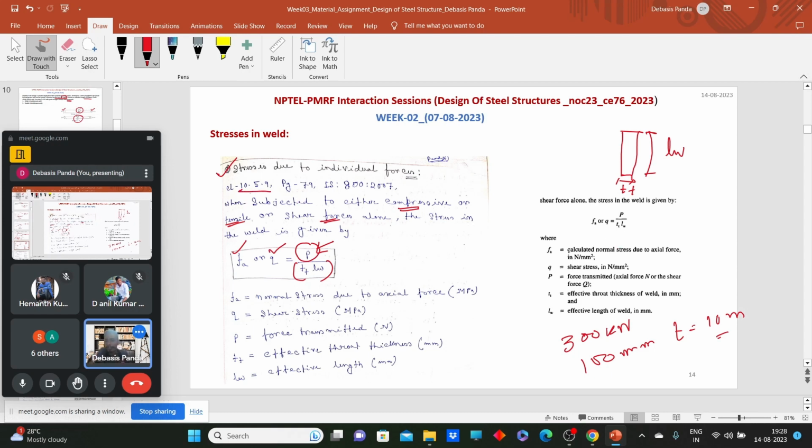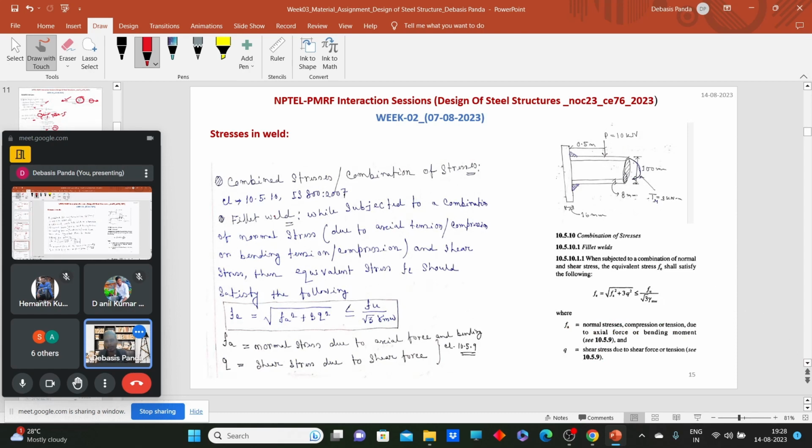Now what if two or three kinds of loads are applied simultaneously in a single welded joint? What will happen? For that also our code says, clause 10.5.10. This is the screenshot of this clause. This clause says, if my weld is subjected to some normal stress, this normal stress can come from axial load, or it can come from the bending moment. So due to bending, one normal stress will develop, and if this joint is simultaneously subjected to a shear force, then what should be my equivalent stress?